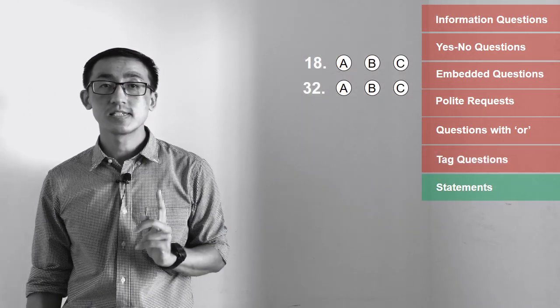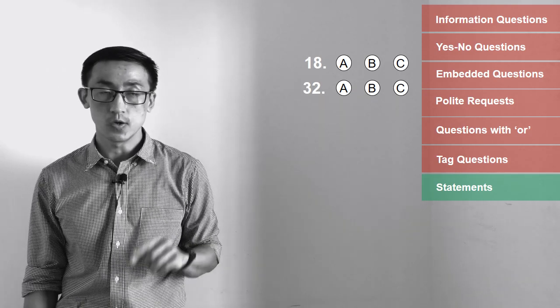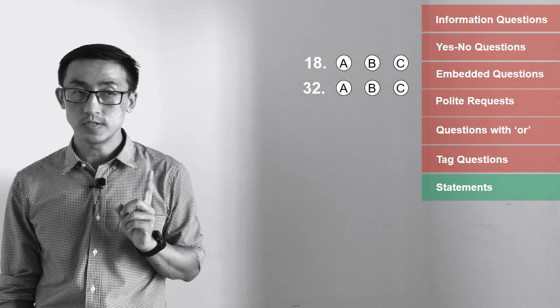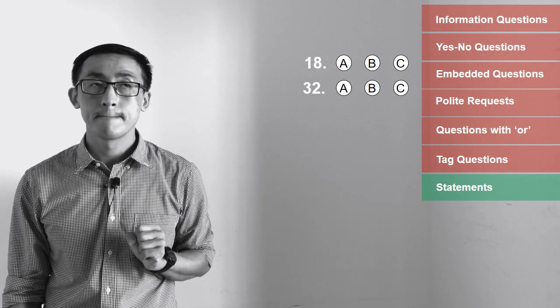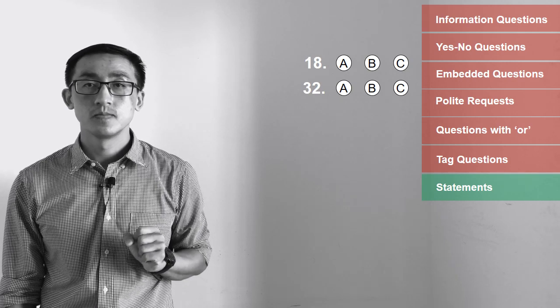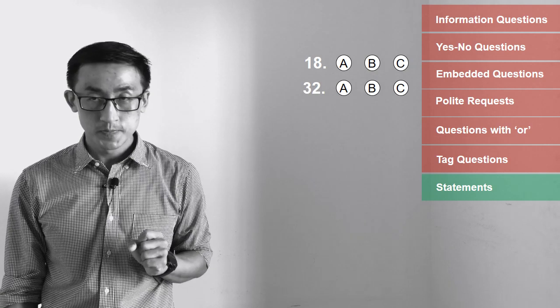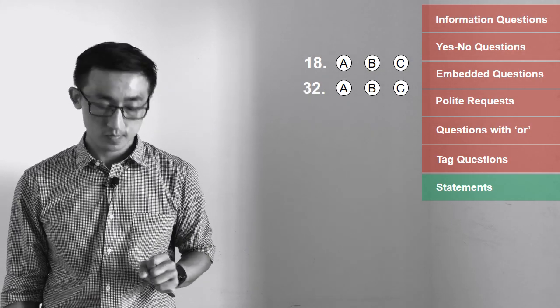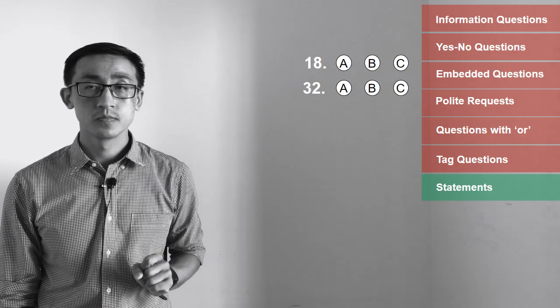So the last type of question is the statements. So let's go ahead and listen to the statements. Here is the sound. Number 18. I thought you were in New Zealand on business this week. A, This is the stronger proposal. B, My trip was cancelled. C, We appreciate your business.